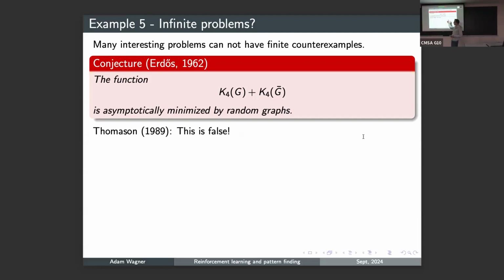So here's an example. This is the conjecture of Erdős. He said, take a graph, count the number of 4 tuples of vertices that are all connected to each other by an edge, count the number of 4 tuples of vertices so that no 2 of them are connected to each other by an edge, add up these 2 numbers. And he conjectured that this sum is asymptotically minimized by random graphs. So this conjecture was open for about 27 years until a breakthrough result by Andrew Thomason, who showed that this is false. And he gave a beautiful explanation to why this conjecture has to be false.